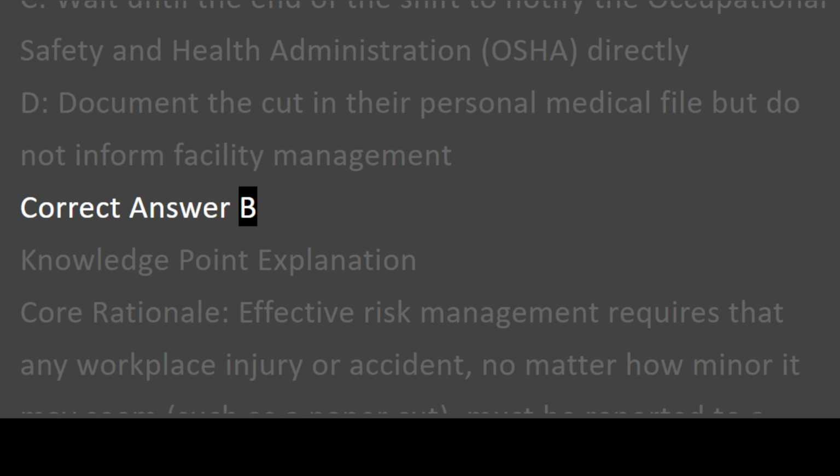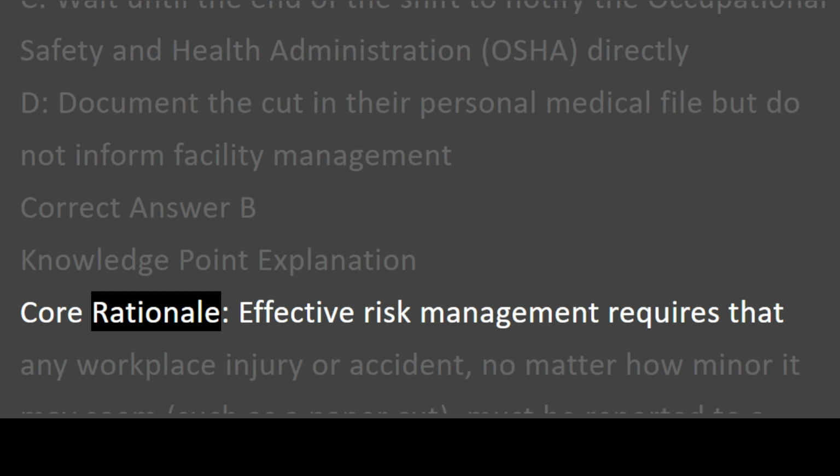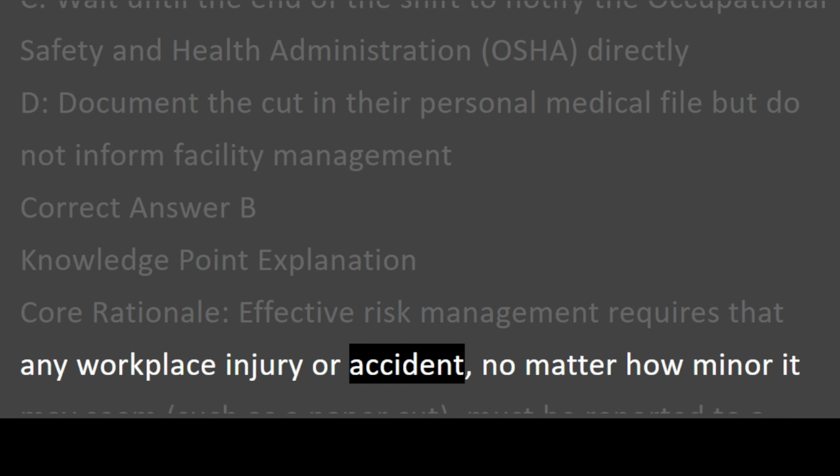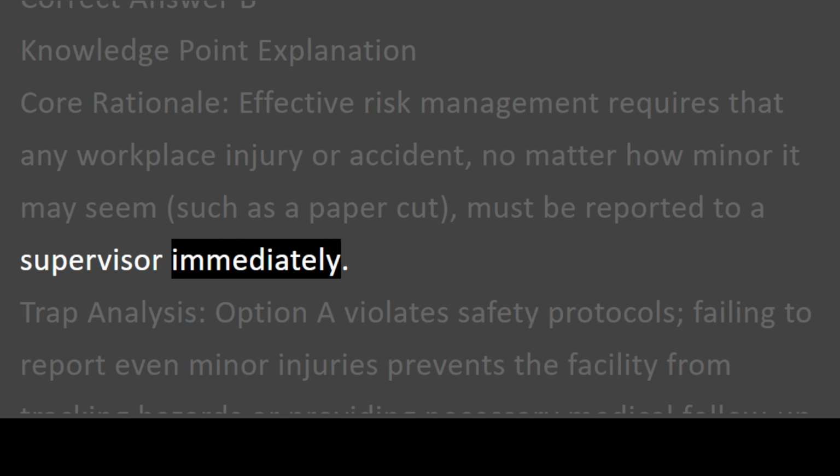Correct answer B. Knowledge point explanation. Core rationale. Effective risk management requires that any workplace injury or accident, no matter how minor it may seem, such as a paper cut, must be reported to a supervisor immediately.